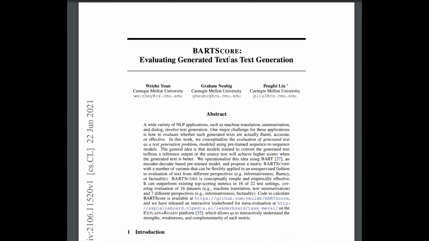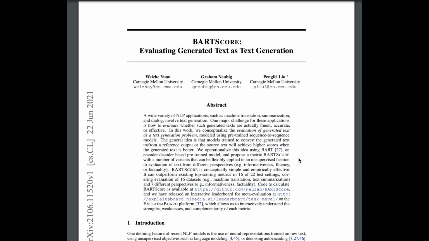Next up, we have BARTScore, evaluating generated text as text generation. So from what I understand, this is similar to, say, the classification accuracy score, where one strategy for evaluating how well generative models perform is to try to, say, train a classifier on the generated data. So in classification accuracy score, you use, say, the big GAN model or the VQ VAE to generate images, and then you fit a classifier on that, and then the performance on the real test set is how you evaluate the quality of the generated images.